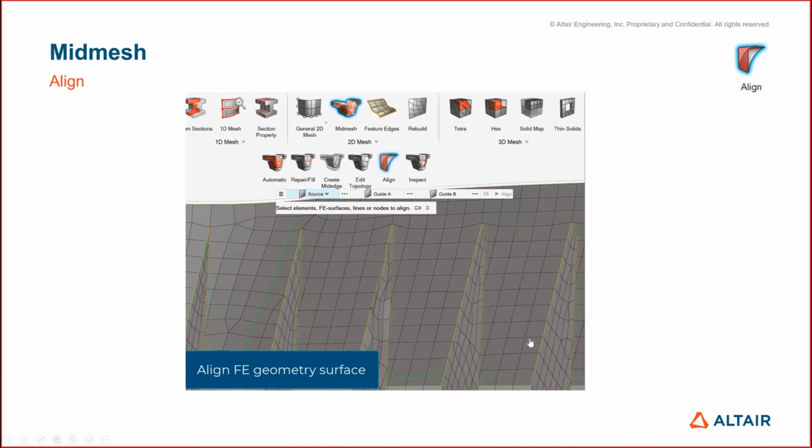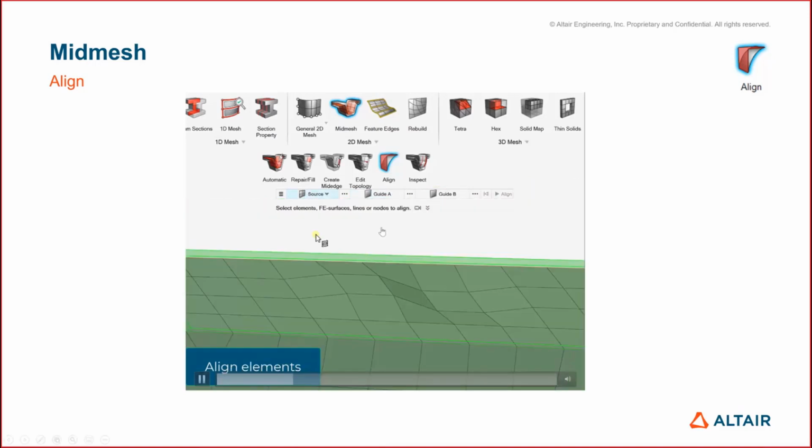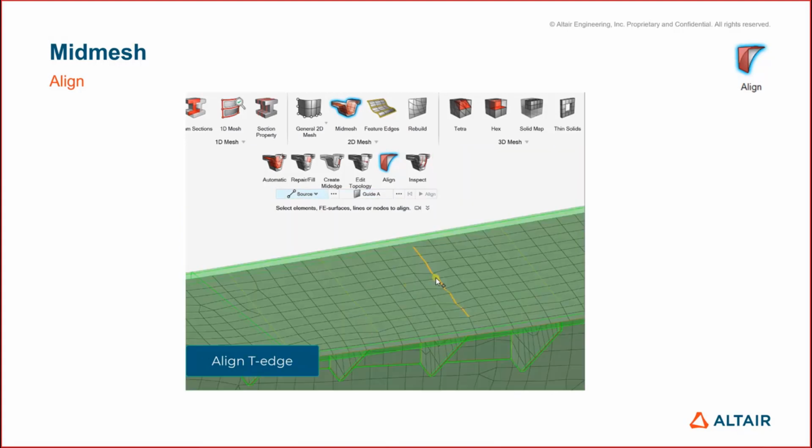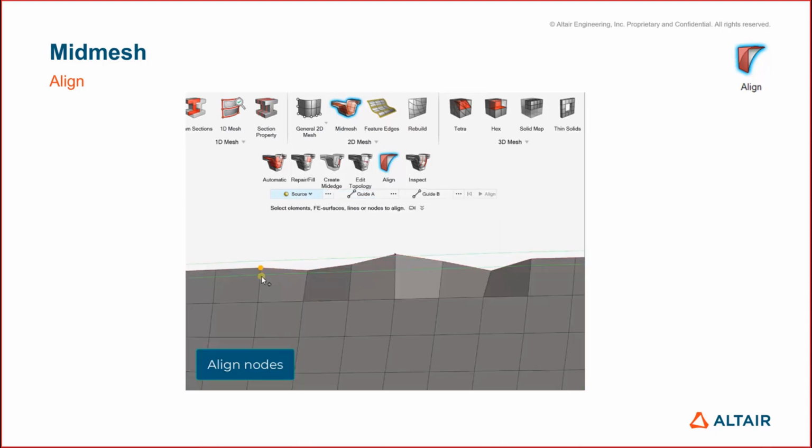Aligning of FE geometry is much simpler now. It is just like surface selections, where you select the source and the target with which you want to align. Here we're aligning elements to a surface, aligning edges to CAD lines, and aligning T edges to surfaces. So all throughout this editing process, you are working with edges and surfaces.